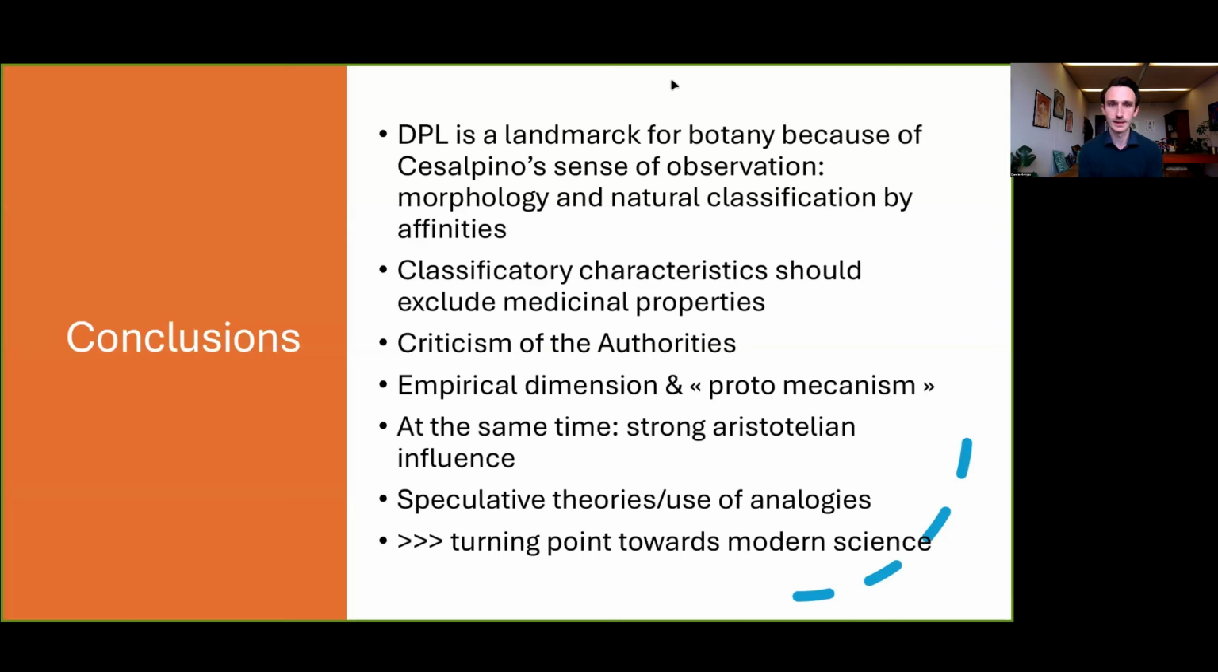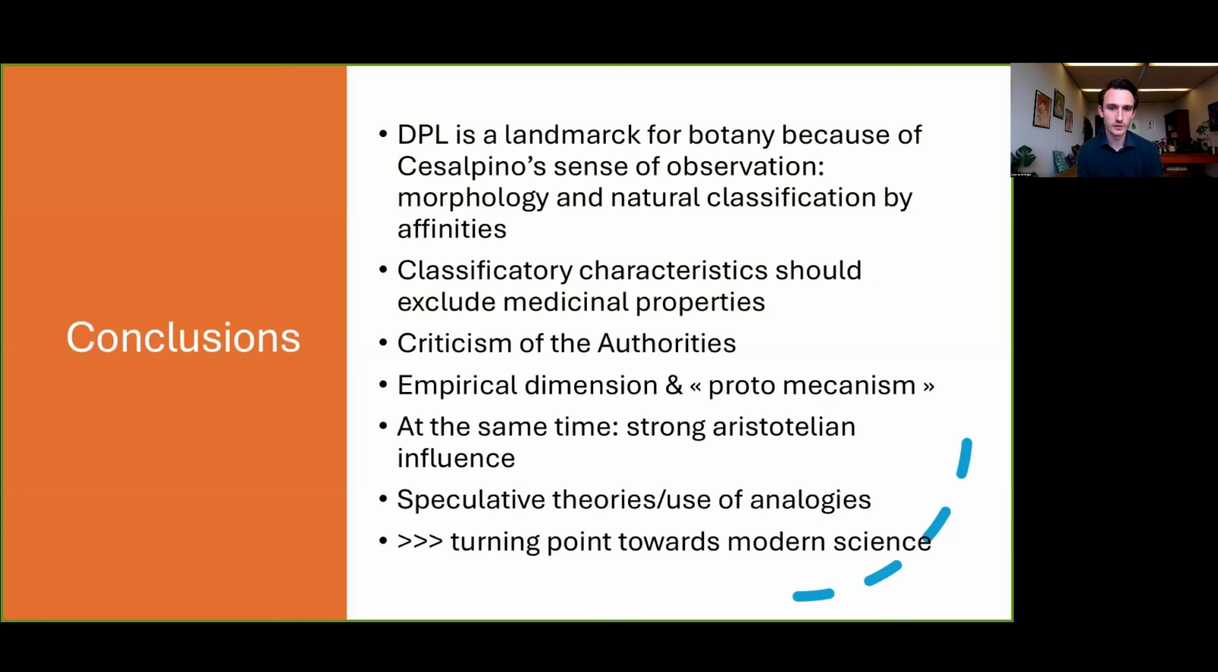Just in order to recapitulate, we can say that the Plantis Libri is a landmark for botany because of Cesalpino's sense of observation, the innovation in morphology and natural classification by affinities. So classificatory characteristics should exclude medicinal properties, but also must be understood together and not isolated. There is, in a way, some criticism of the authorities, as you can see in former Renaissance thinkers in Italy. The empirical dimension is important. We can maybe even speak about a kind of proto-mechanism, for example. At the same time, there are also these strong Aristotelian influences that justify some criticism, but that are more subtle to interpret, as I said.